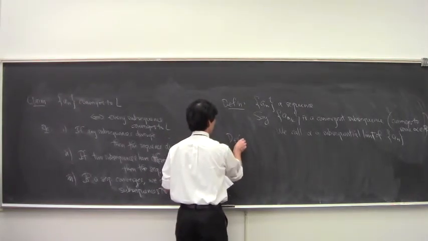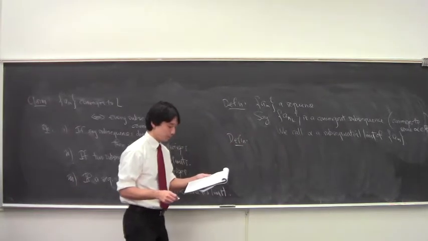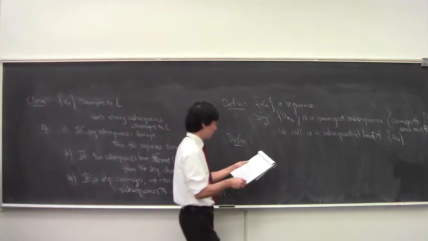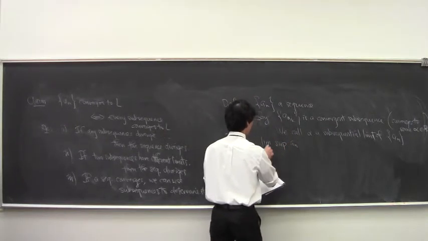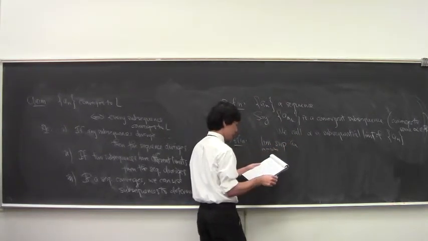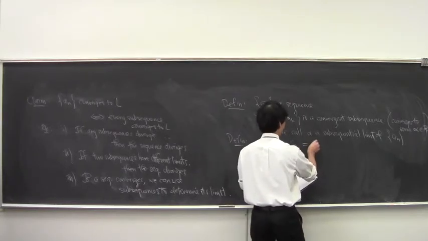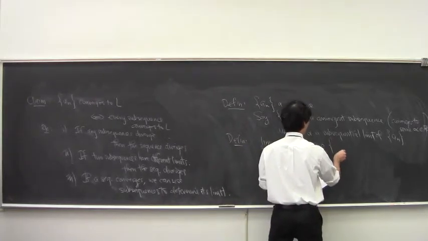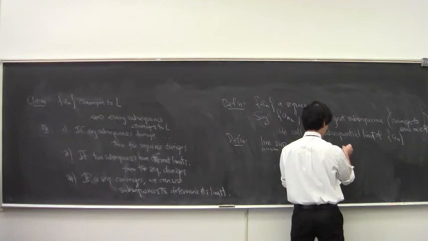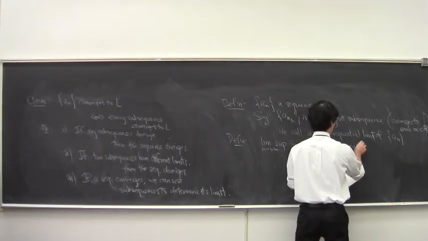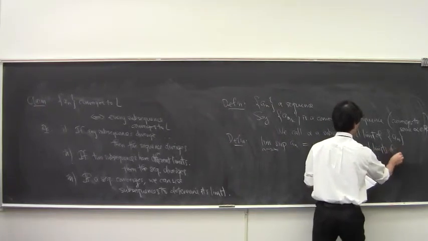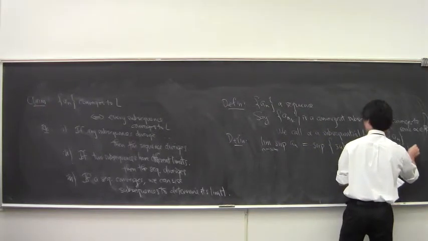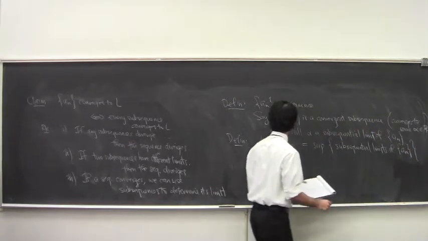Now I'm going to give a definition that maybe you'll like a little bit better. The limsup of a sequence is actually the supremum of the collection of subsequential limits of the sequence.